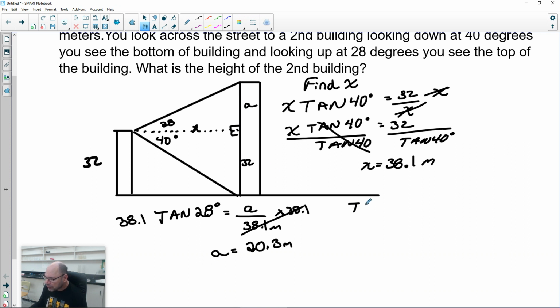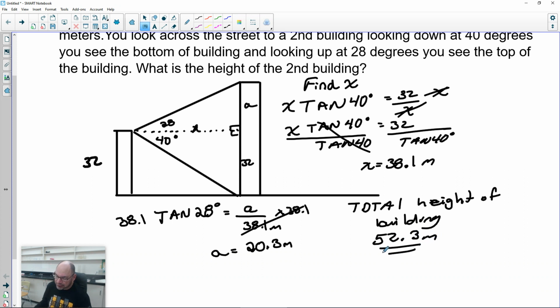So the total height of the building is adding the 20.3 to the 32. So that's 52.3 meters. Okay, so that's the first example of using a double triangle type problem. Okay, there's a few of them in the book there.